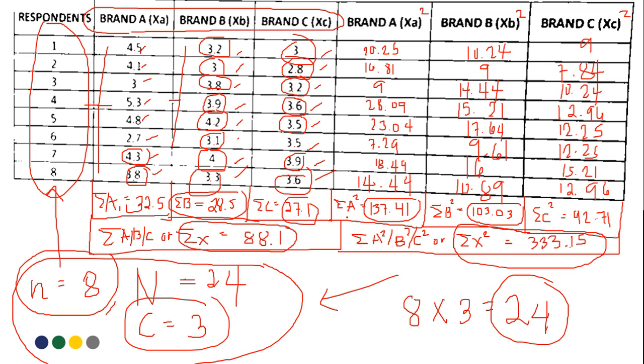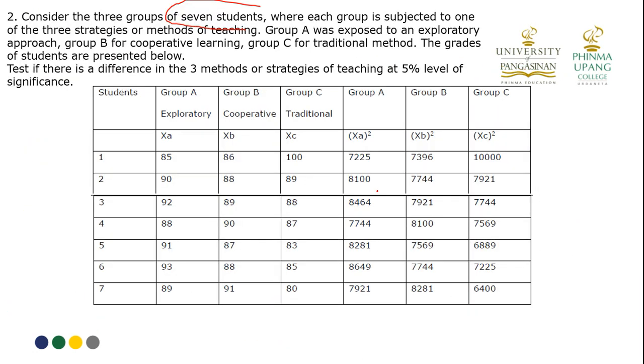So, sunod ko yung pangalawa na problem. Ito na tayo sa pangalawa. Kunyari dito, tanungin ko kayo agad. What is the value of N? Big letter N. Answer? 21. Good. What is the value of small letter n? 7. What is the value of C? 3. Oh, simple as that.